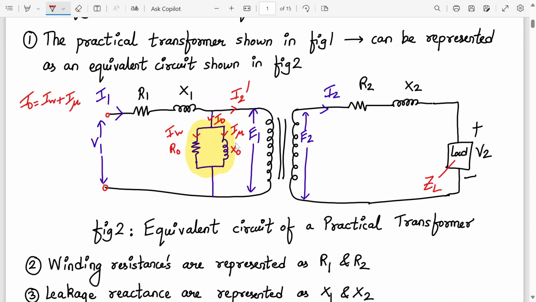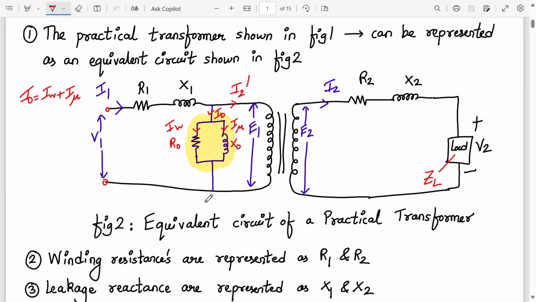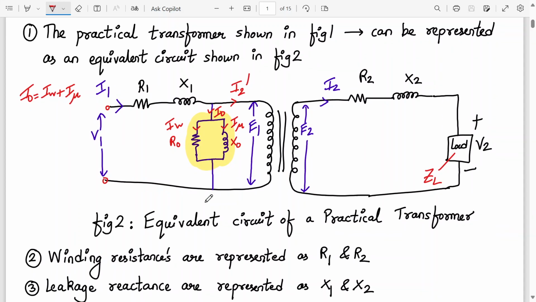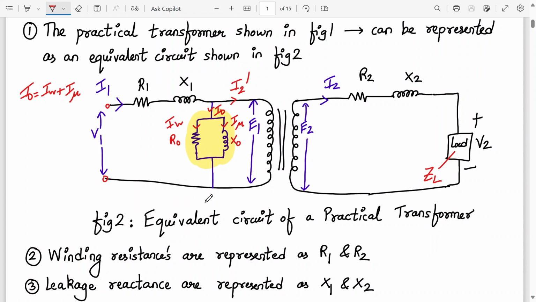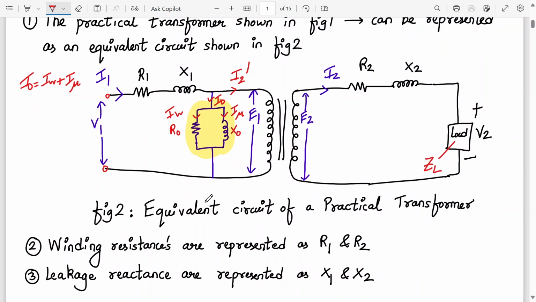I mu is the useless power and IW is the useful power. So this is the equivalent circuit of a practical transformer. Here the winding resistances are represented as R1 and R2. No need to write this because we already know that. The leakage reactance is represented as X1 and X2.